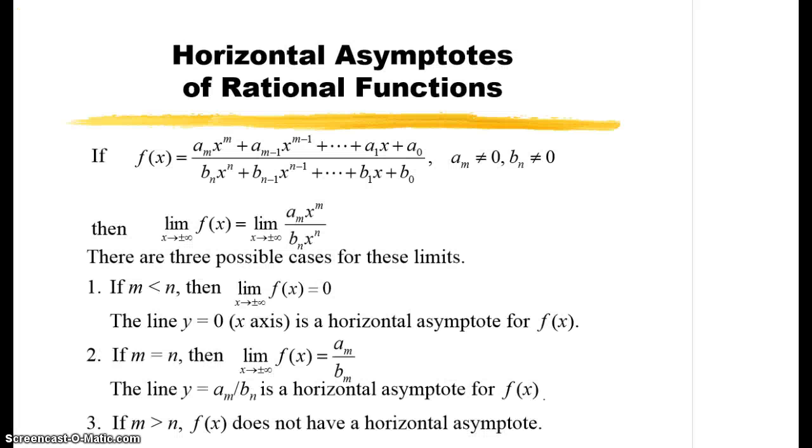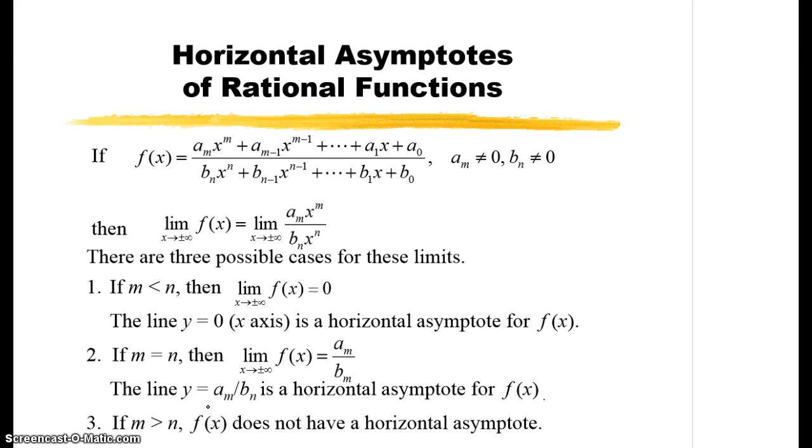Why don't we take a look at the next slide here, horizontal asymptotes of rational functions. Remember, rational functions are just two polynomial functions, one on top of the other. Well, using our knowledge of polynomials, we say that the limit as x approaches positive or negative infinity of f of x is simply the limit of the leading terms of the polynomials. Okay, that's what we have to worry about.